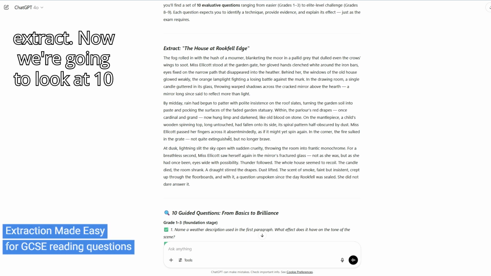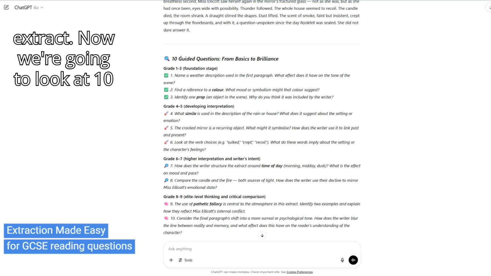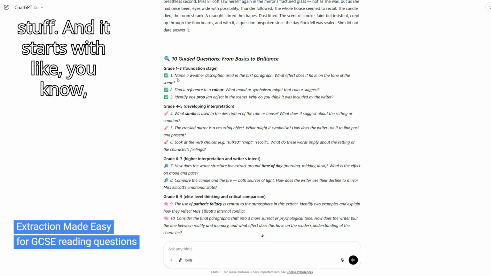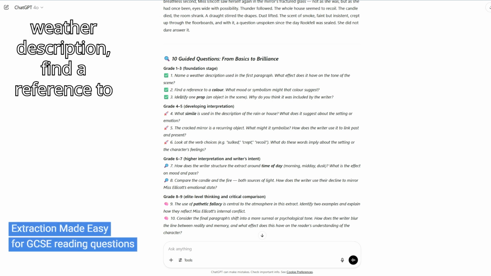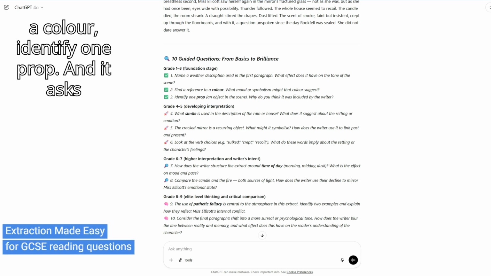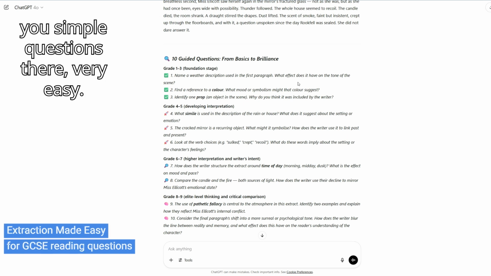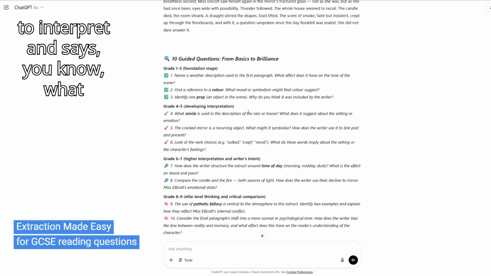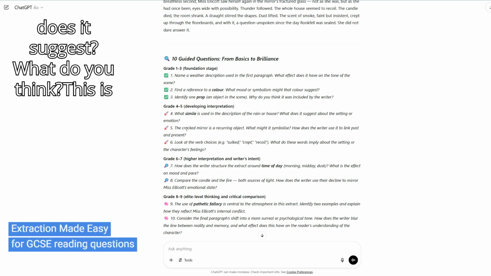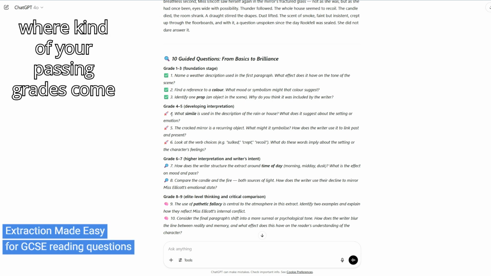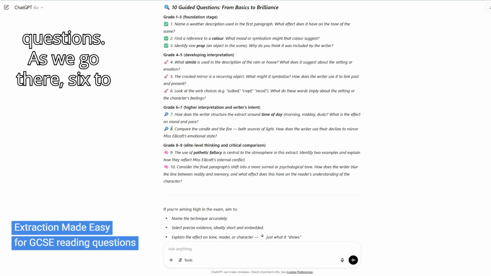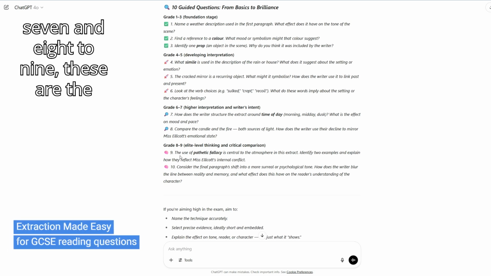So it's given us our extract. Now we're going to look at 10 guided questions. So here we go. It's giving you grades 1 to 3 foundation stuff. And it starts with weather description, find a reference to a color, identify one prop. And it asks you simple questions there. Very easy. Now, grades 4 to 5, it gets you to interpret and says, what does it suggest? What do you think? This is where your passing grades come in, and these are very important questions. As we go there, 6 to 7, and 8 to 9.